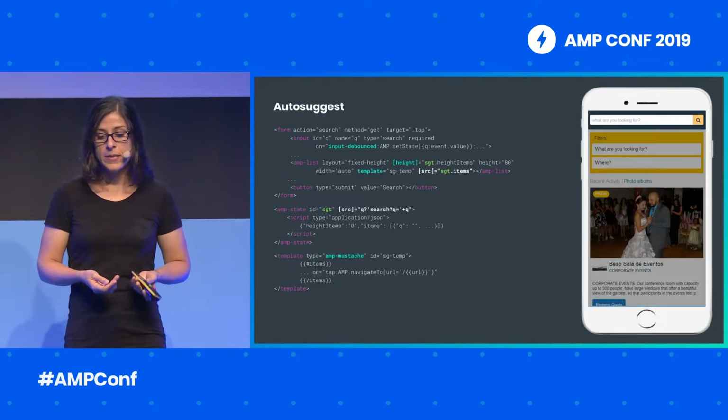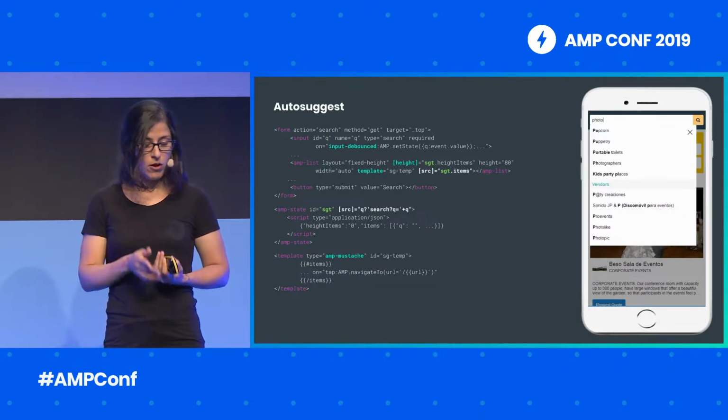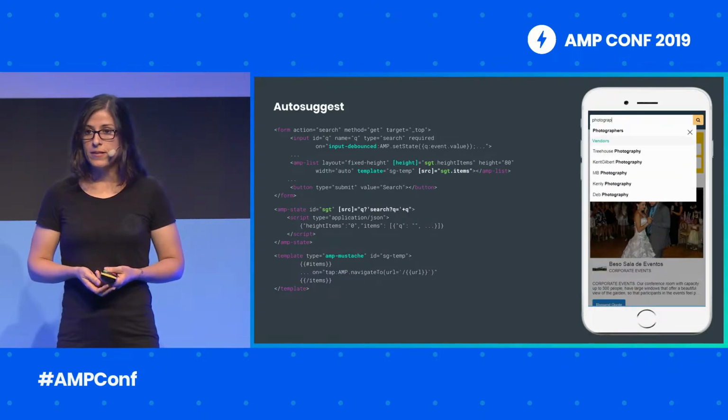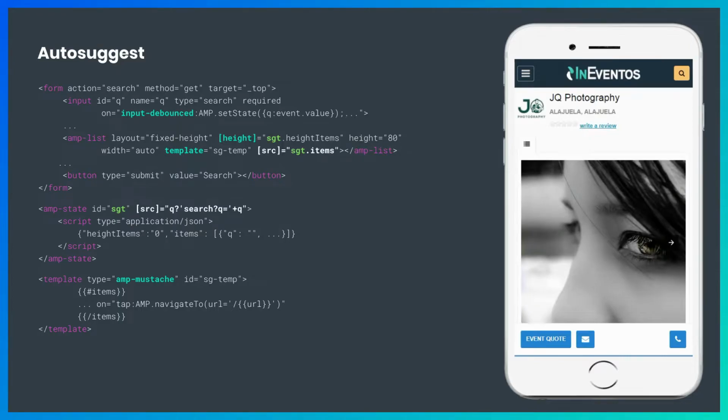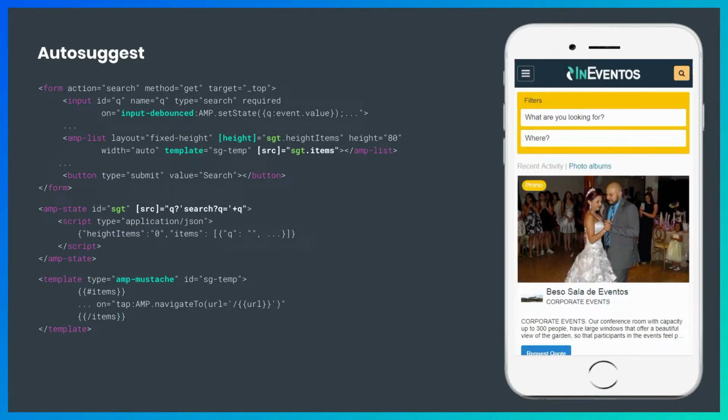When the user types in the search input field, here in the auto-suggest, a request to the server is made, loading search results into an AMP state. An AMP list linked to a Mustache template is populated with the search results returned, rendering the links.